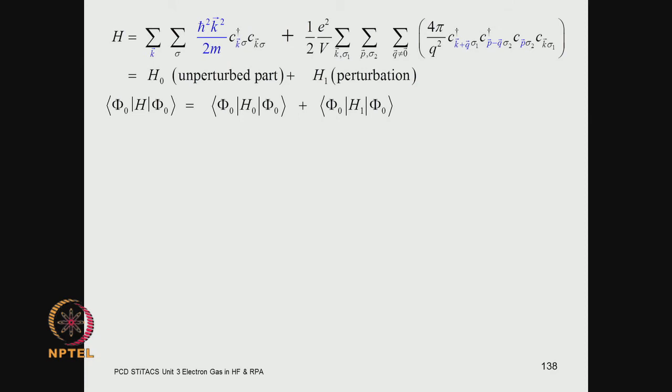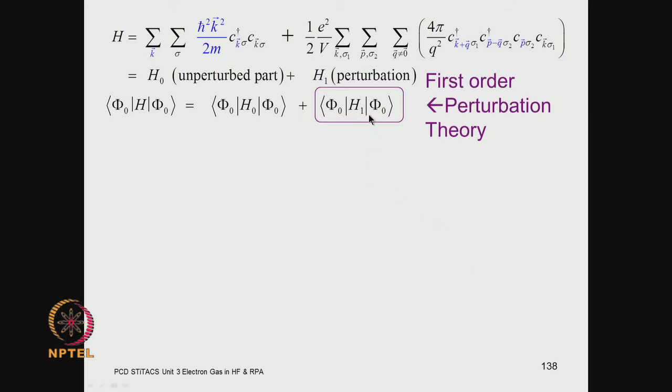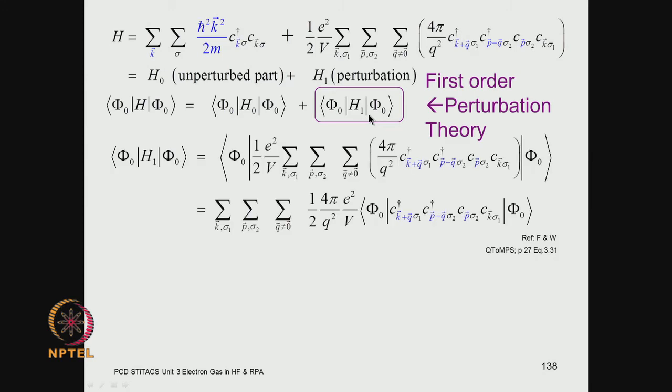Now, what about the perturbation? Let us evaluate this using first order perturbation theory. So, this is the term H1 we have written explicitly over here. This is the perturbation Hamiltonian, with Q not equal to 0. I have factored out the 4πe² over 2Q²V, so that I have only the matrix element of the creation and destruction operators.